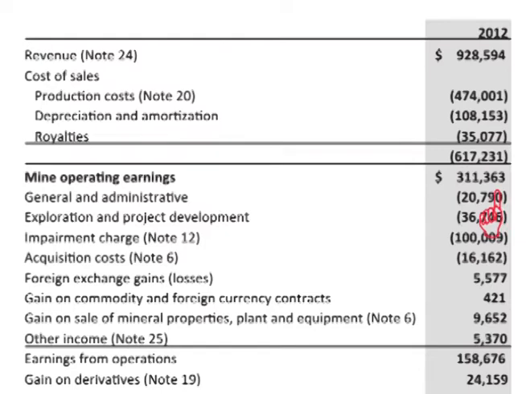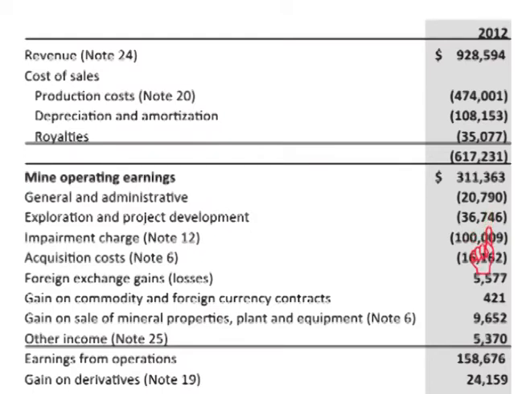Let's look at the other expenses that are not included in cash cost or total cost. There are basically three categories and some miscellaneous expenses, plus taxes. The main three categories are administration costs, exploration costs, and finance costs. Administration costs. In 2012, Pan Am spent a little less than $21 million on administration costs.